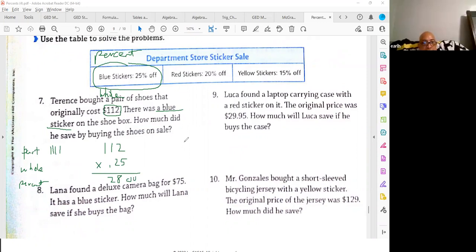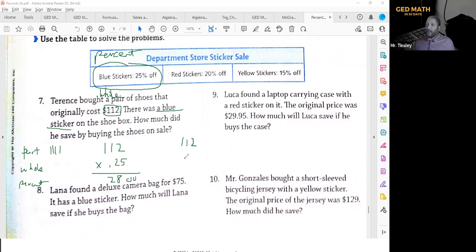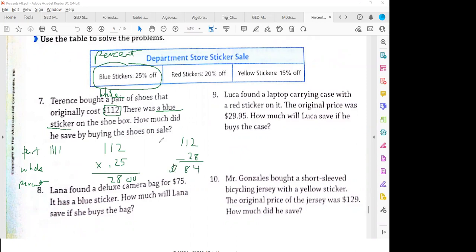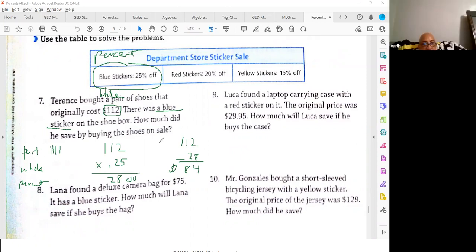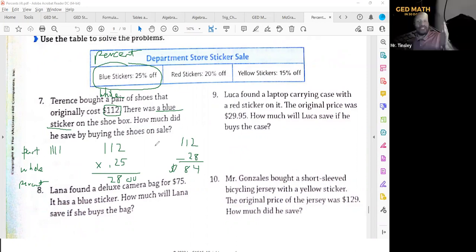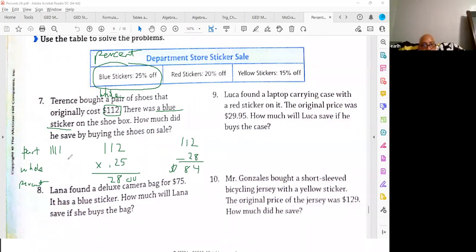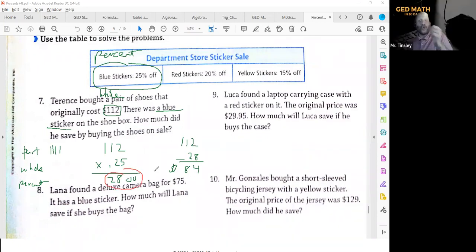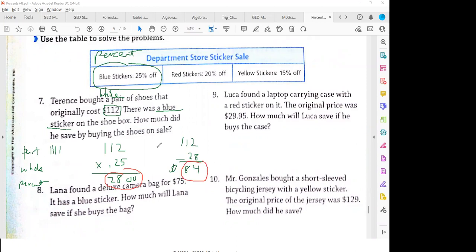Now, what some people did is they said 112 minus 28 and got 84. Did they ask how much the shoes cost after the discount? Or did they ask how much did she save? So did she save $28 or did she save 84? She saved 28. The new price that she would have paid would be 84, but that's not what they asked. The answer to this question is $28.